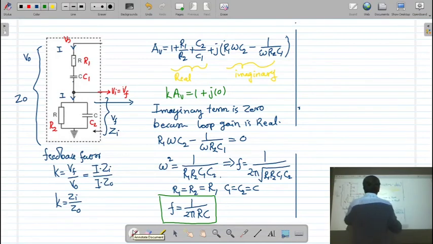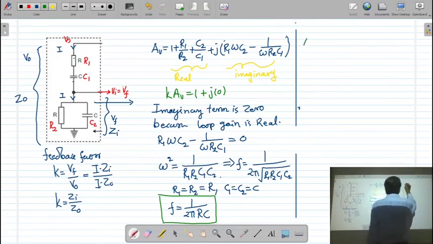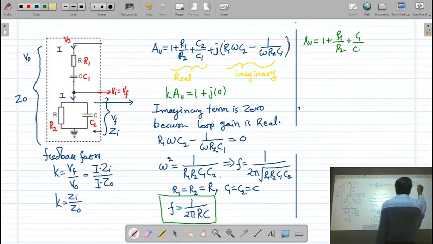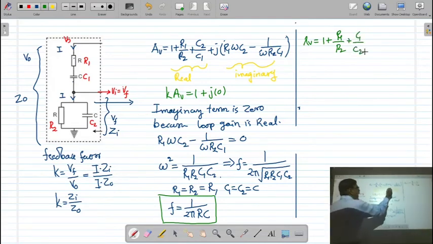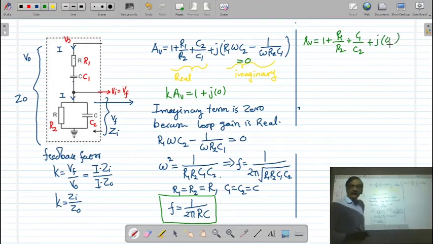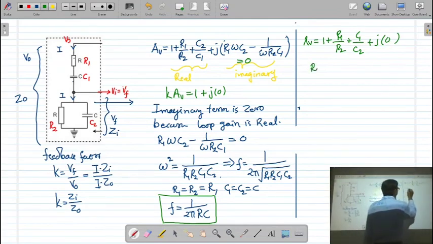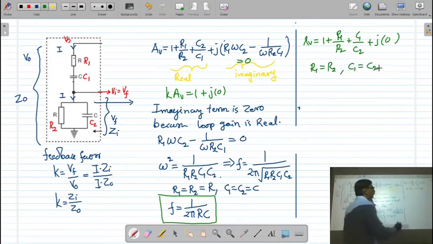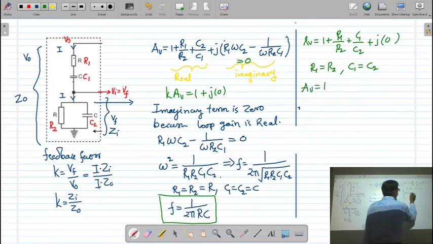If you see, what is my expression for the gain of the amplifier? That is AV equal to 1 plus R1 by R2 plus C1 by C2, because my imaginary term is equal to 0. And therefore here we write G into 0, imaginary term is 0. And if we take R1 equal to R2 and C1 equal to C2, then the gain of the amplifier comes out to be 1 plus 1 plus 1, and that is 3.